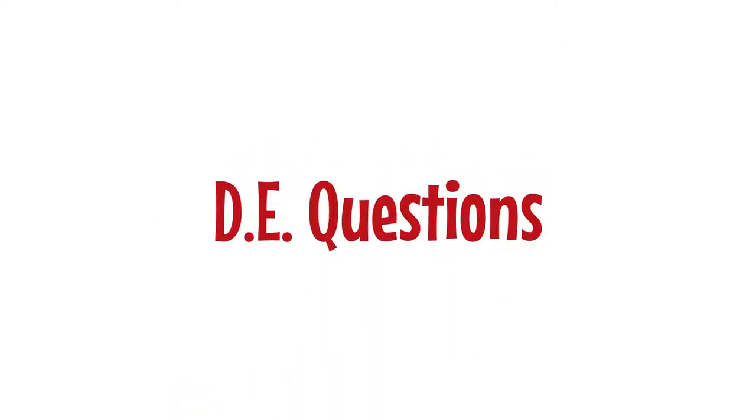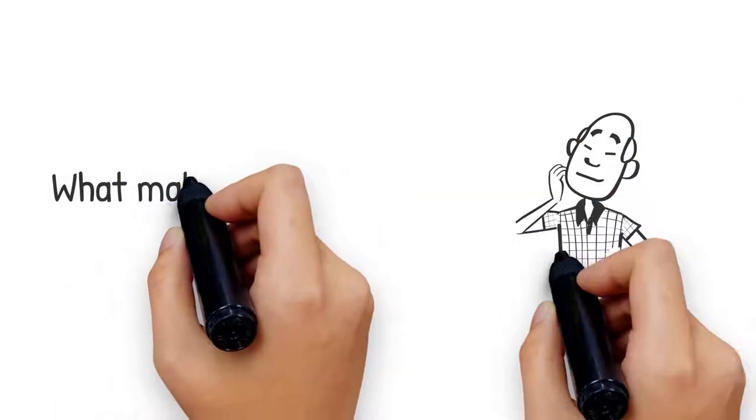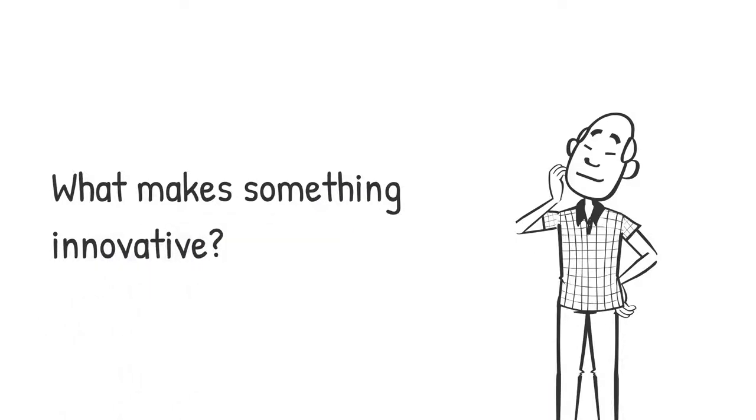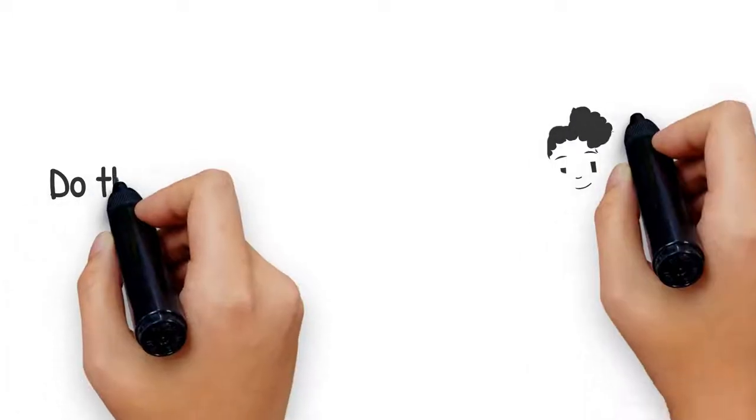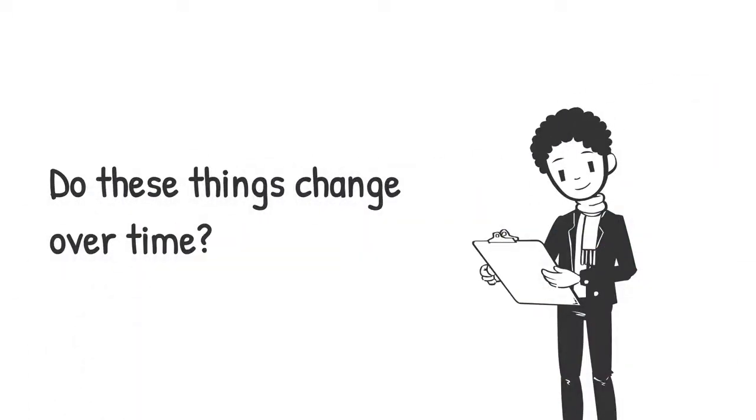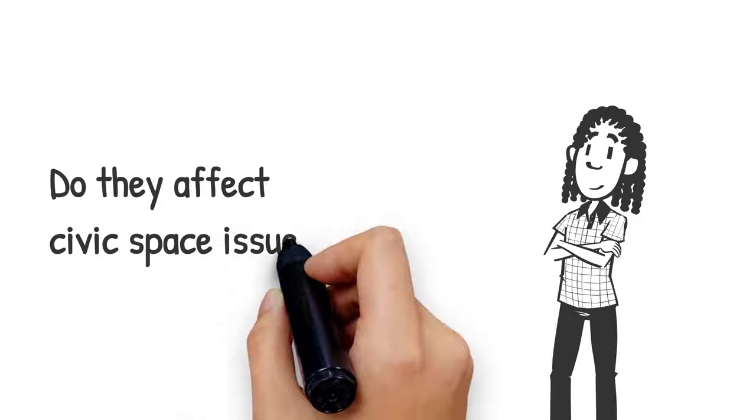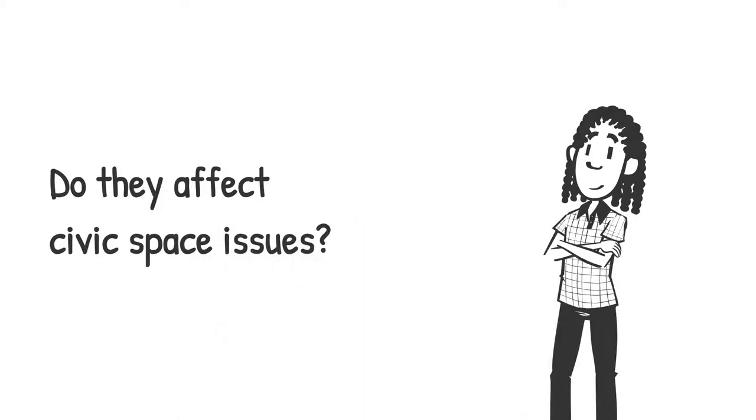For DE, the key questions for identifying and tracking innovations are: what are the specific processes, approaches, tools, and actors that make something innovative? Are these processes, approaches, tools, or actors changing over time in a given context? Are these processes, approaches, tools, or actors affecting any of the civic space issues being confronted?